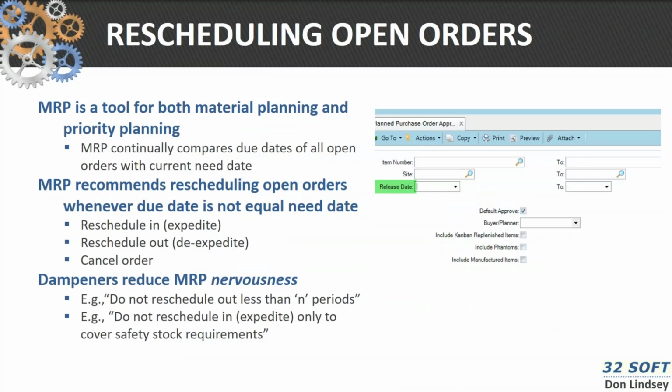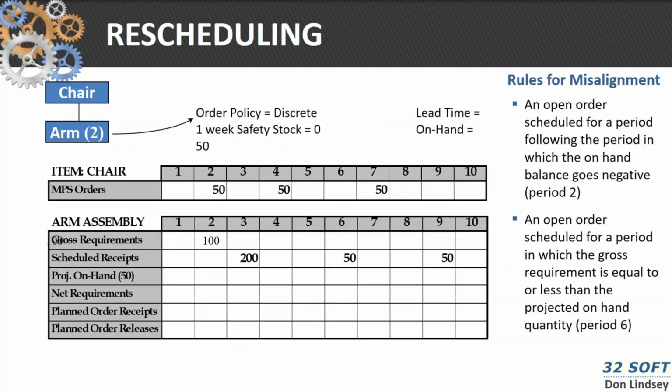Rescheduling. As we had said before, MRP reschedules or is a good tool to help us keep our schedules intact. Once we run the re-explosions, we can replan MRP. And MRP uses a couple of rules to do that reschedule. If I look at my assembly or my MRP explosion again, you can see I've got a scheduled receipt in period 3, a scheduled receipt in period 6, and a scheduled receipt in period 9.